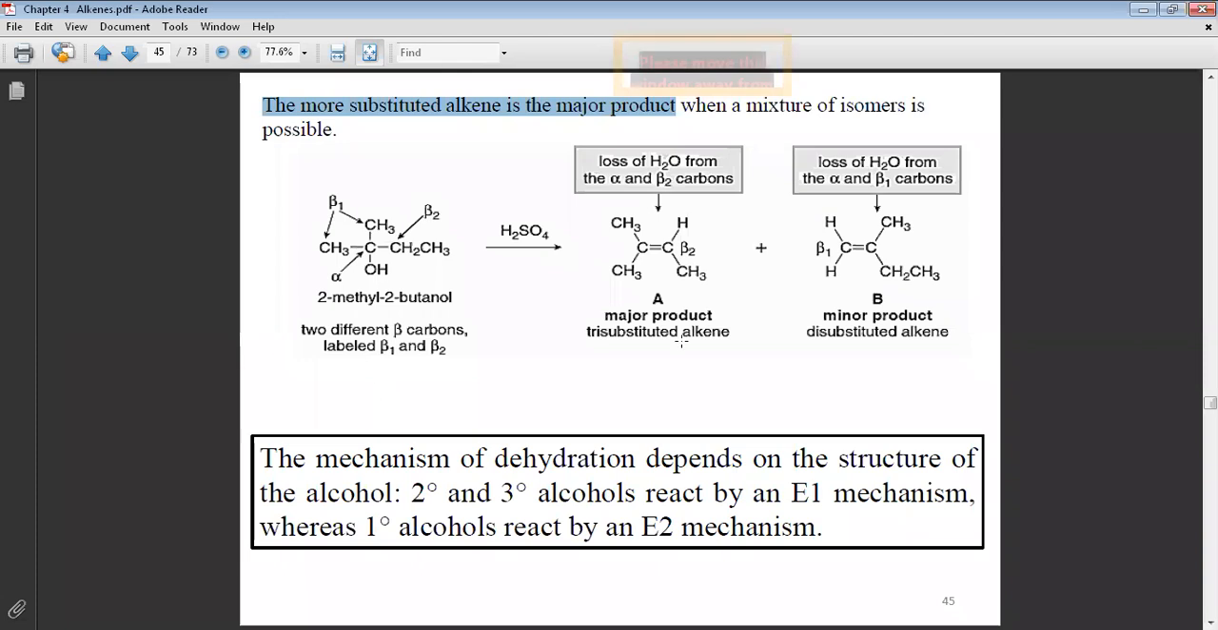Okay, the same thing. And look here, the mechanism of dehydration depends on what? On the structure of the alcohol. Secondary and tertiary alcohols react by E1 elimination. Why? Because of the stability of the carbocation, whereas primary alcohol reacts by the E2 mechanism. I will give you the explanation for the E1 and E2 mechanisms for the dehydration of alcohol.